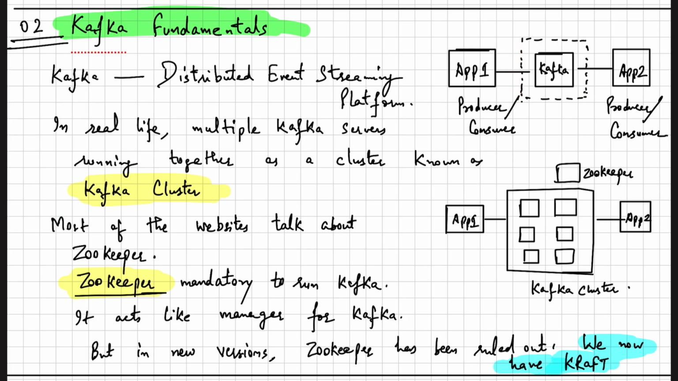But in real life, we don't have a single Kafka server. We have multiple Kafka servers and they are running together. So we call that a cluster. That is known as a Kafka cluster.